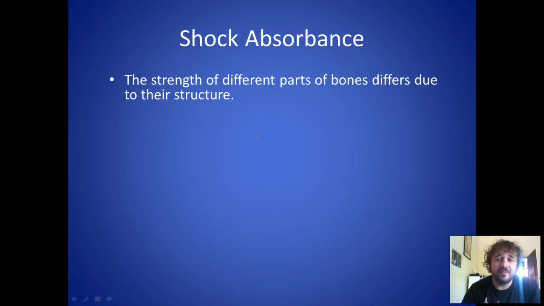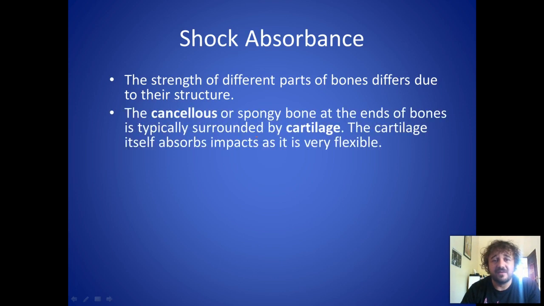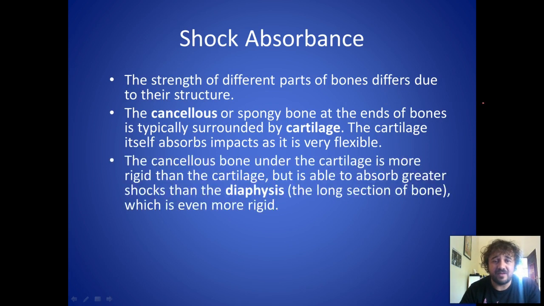Now, different parts of the bone, the strength, it differs because of their structure. Okay, so the spongy part of the bone, the cancellous part of the bone at the ends, is also surrounded by cartilage. Now, cartilage absorbs a lot of shock, as does the cancellous tissue. Now, it's more rigid than cartilage, but a lot less rigid than the compact bone. Okay, so it's that spectrum. So it absorbs greater shock. So the epiphysis absorbs greater shock than the diaphysis.